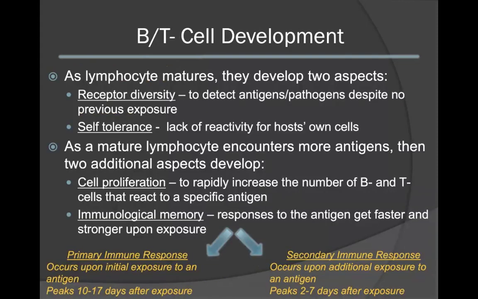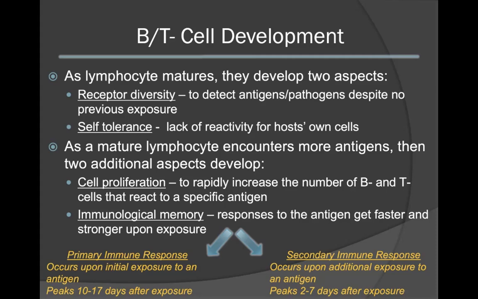There are many important changes that occur in the development or maturation of B and T cells. As a lymphocyte matures, it can develop receptor diversity, meaning that it has the ability to detect antigens and pathogens despite not having any previous exposure to the antigen. And they also have the ability to be self-tolerant, which means that they do not react to the host's own cells. As a mature lymphocyte encounters more antigens, they also develop two other aspects as they mature: the ability to proliferate and the ability to have memory.